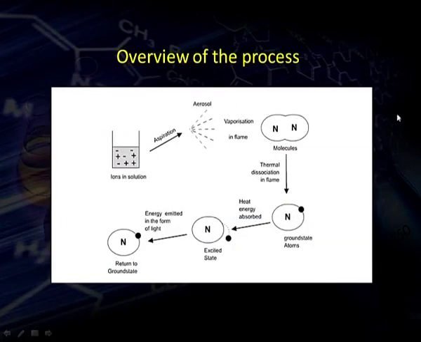So, this is the overview of the process. We have ions in solution, this undergoes aspiration and the aerosol is formed. Now, this aerosol on vaporization in flames, we obtain a molecule. The molecule is made up of different atoms. Now, these molecules undergo dissociation due to the heat of the flame, and we have atoms which are present in the ground state. Now, the electron from the atom on heating gets excited to the higher level. So, this is the excited state. Now, when this electron returns to the ground state, the energy is emitted in the form of light. So, this is the overview of the complete process of flame photometry.